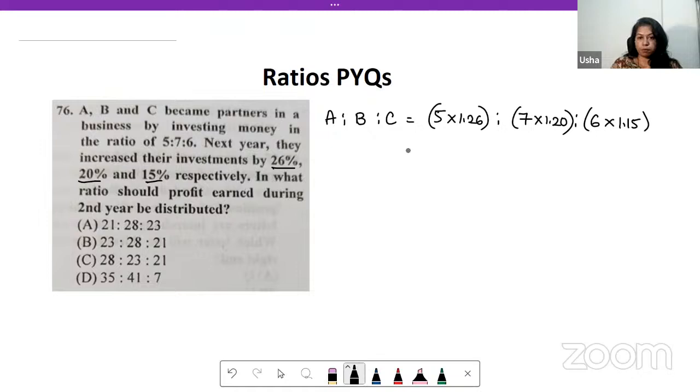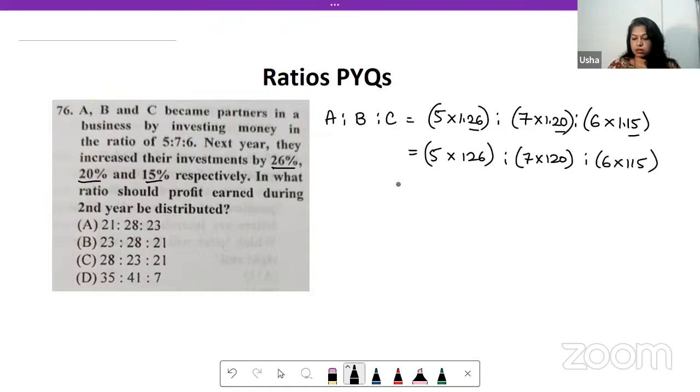Now we need to remove the decimal point from the ratios. To remove the decimal point, you have to make sure all the numbers having a decimal point have the same number of digits after the decimal point. If there is any number which does not have the same number of digits as the other numbers, add zeros at the end so that all the numbers have the same number of digits after the decimal point. Here, each of these numbers has 2 digits after the decimal point. So we can remove the decimal point. So it is 5 into 126 is to 7 into 120 is to 6 into 115.